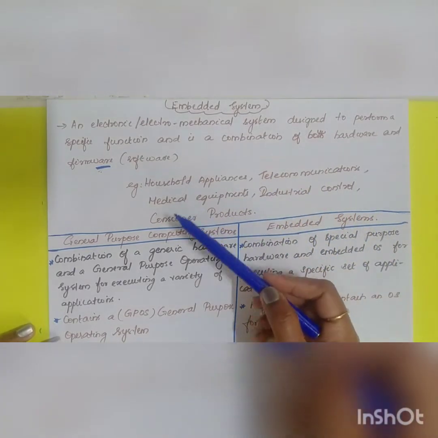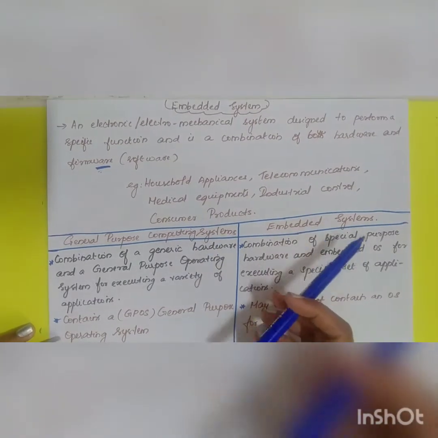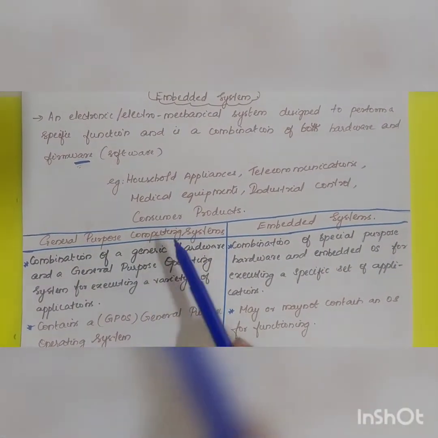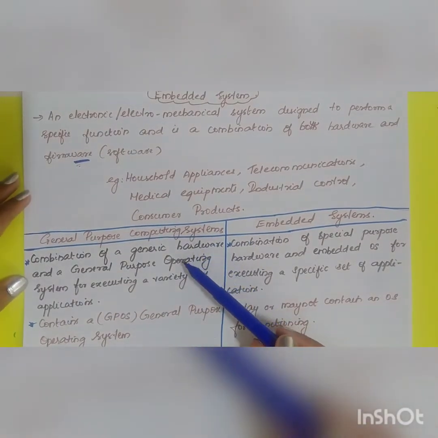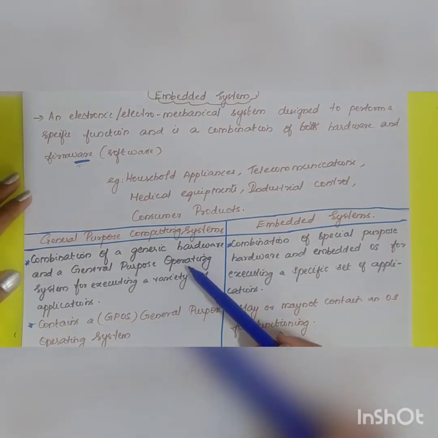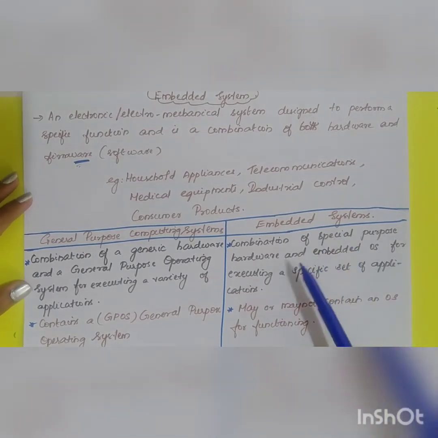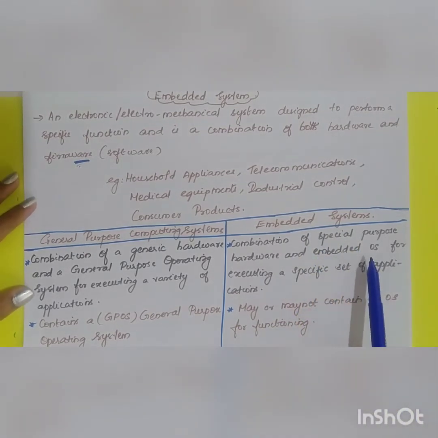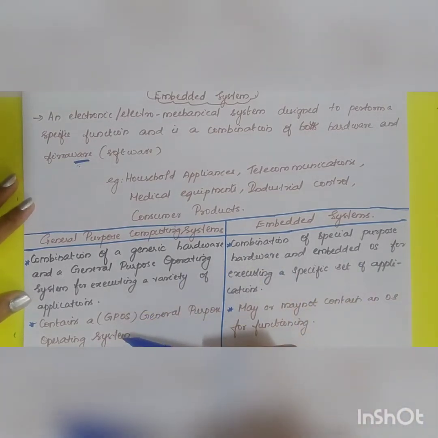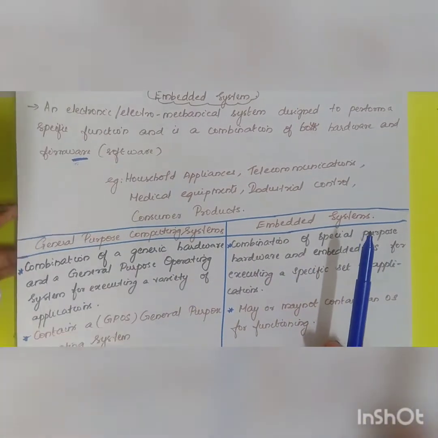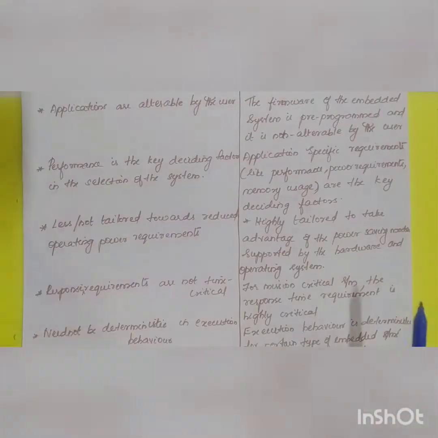The next topic is the difference between your general purpose computing system and your embedded system. In the case of a general purpose computing system, it is a combination of both generic hardware as well as a general purpose operating system. Whereas in the case of an embedded system, you have special purpose hardware and an embedded operating system. The second is it contains a general purpose operating system. In the case of an embedded system, it may or may not have an OS for the functioning.